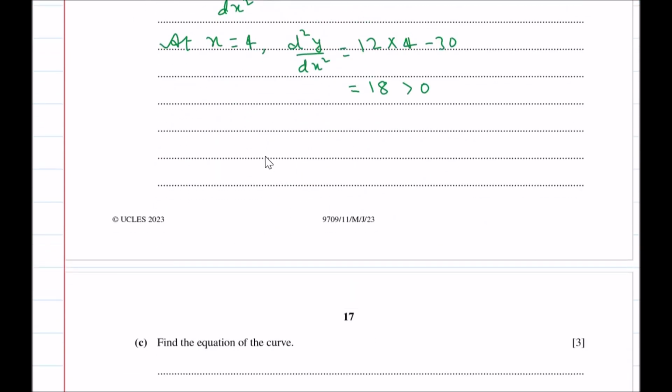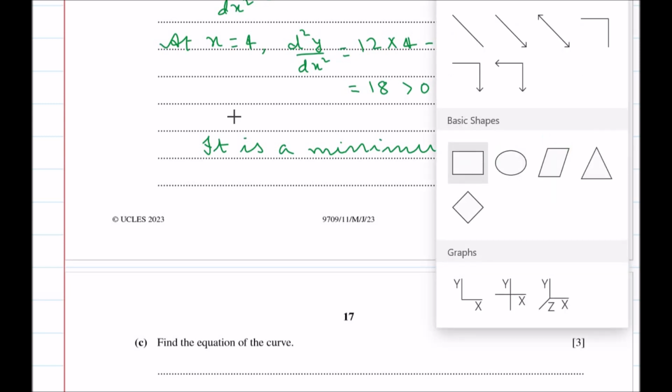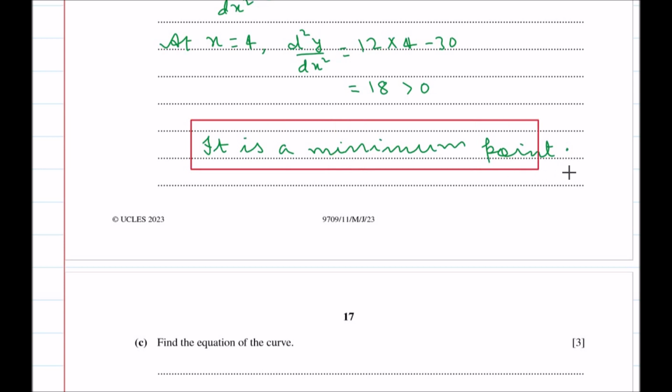What does it mean? The stationary point is a minimum point. When d2y by dx2 is greater than 0, the stationary point is a minimum point. So we'll write it is a minimum point. Okay. So it's a minimum point. We write it like this.